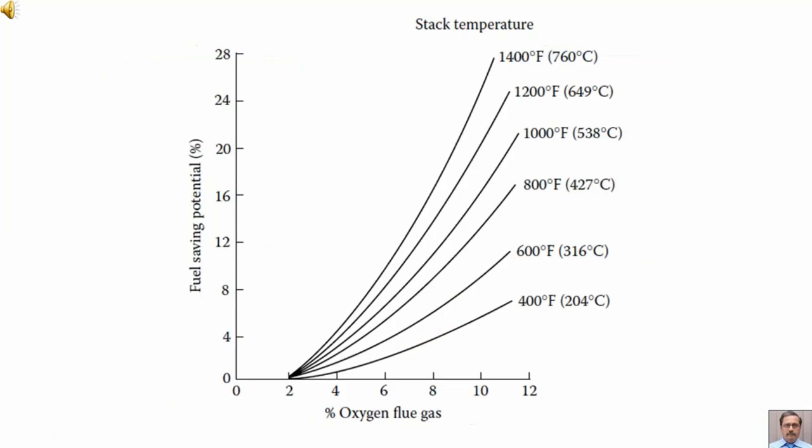Here in this graph we can show that if we minimize the flue gas temperature, suppose we have limited the flue gas temperature to 400 degree Fahrenheit, and we limit the excess air in such a manner that there is only 2% of oxygen in the flue gas. So here we can see that with 2% of oxygen in the flue gas and 400 degree Fahrenheit temperature in the stack, our losses are minimized.